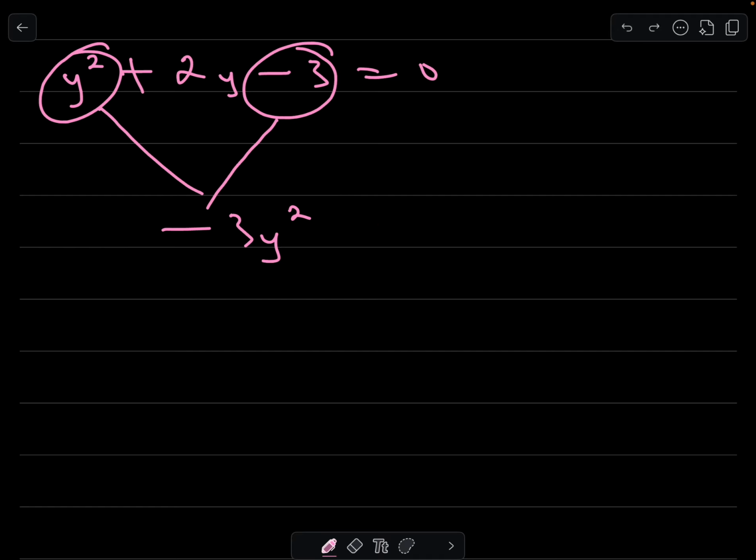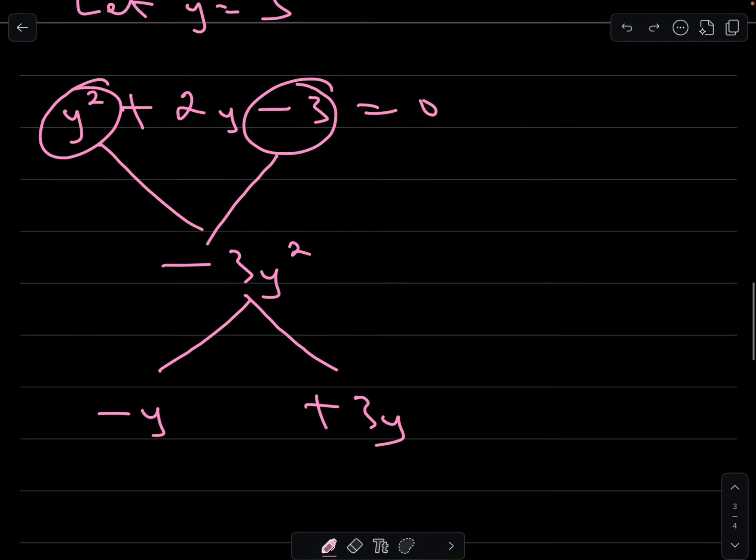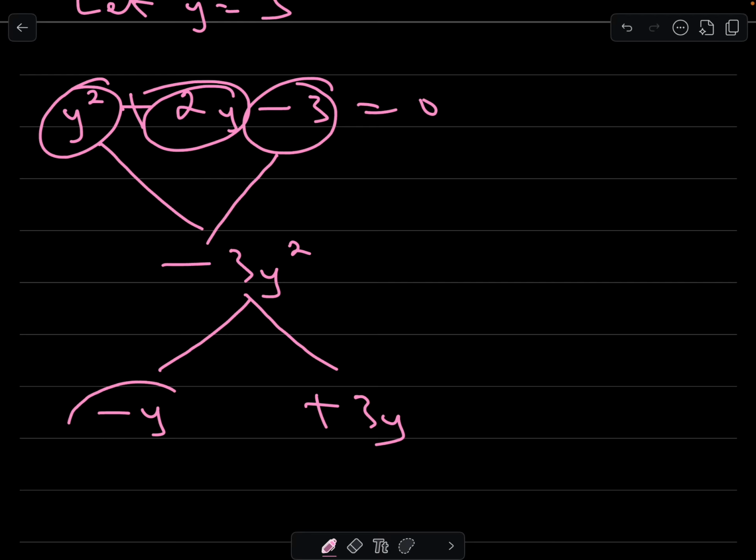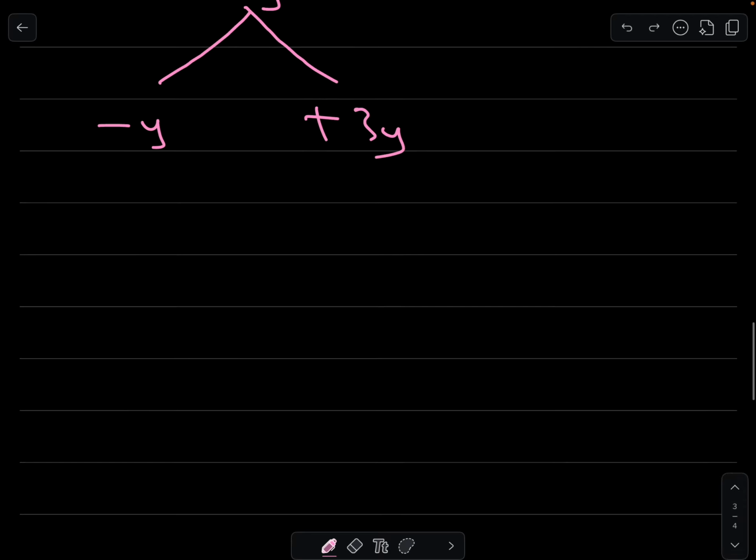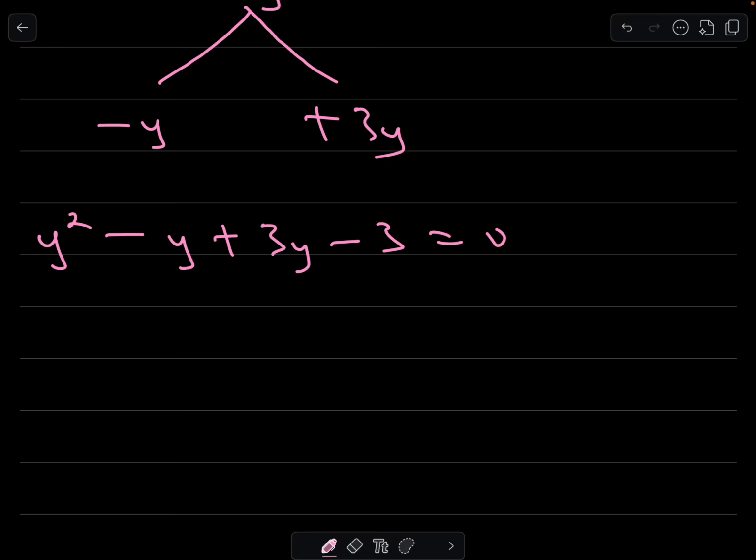That is minus y plus 3y, or you can also write it as plus 3y minus y. Now this simply means instead of writing 2y, you now write minus y plus 3y. So that means y squared minus y plus 3y minus 3 equals 0.